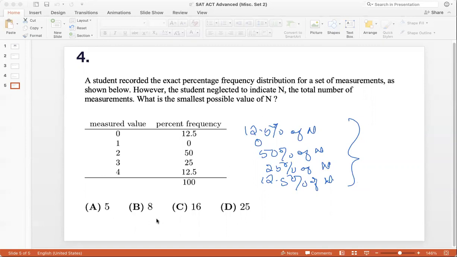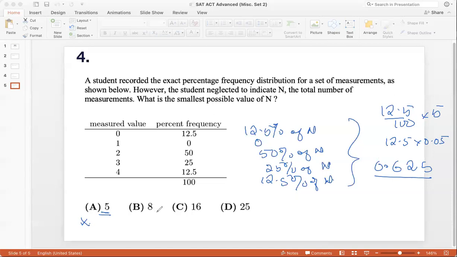So if I work with the options, let's say I work with 5, then 12.5% of 5 will come to 12.5 into 0.05. 5 carry 2, 625 and 0.625. So this is not a whole number, so it can't be A.